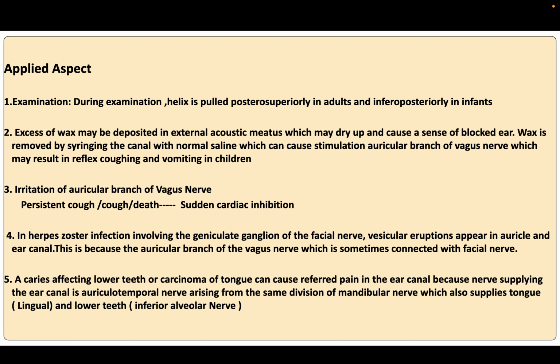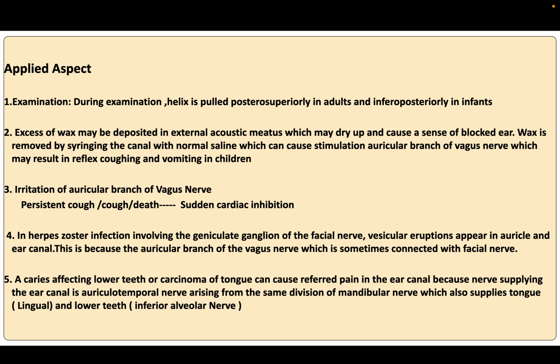In herpes zoster infection involving the geniculate ganglion of the facial nerve, vesicular eruptions appear in the auricle and ear canal. This is because the auricular branch of the vagus nerve, which is sometimes connected with the facial nerve, may be involved.